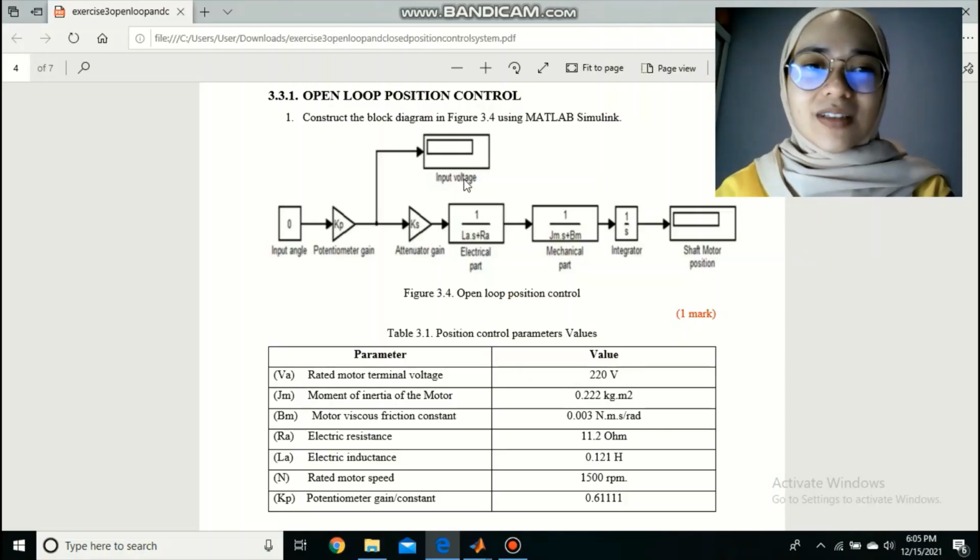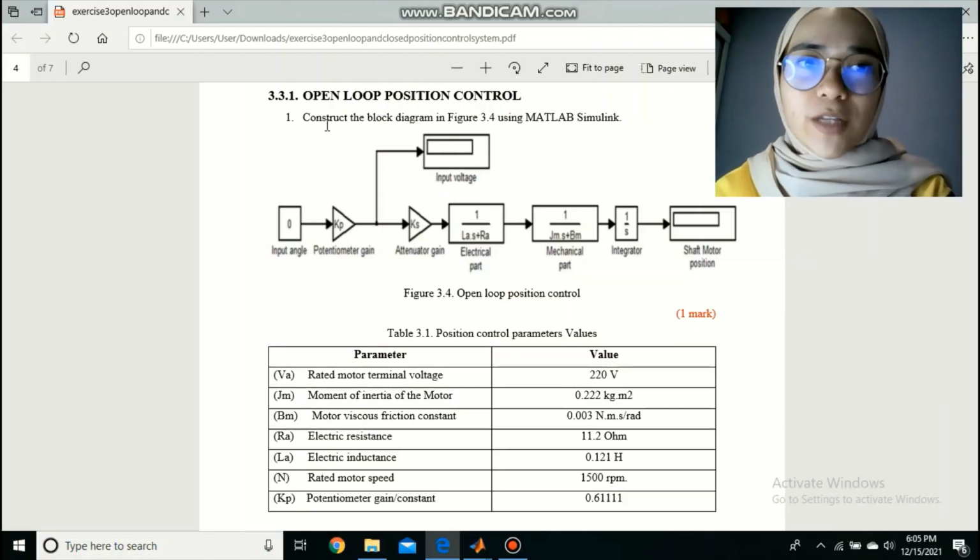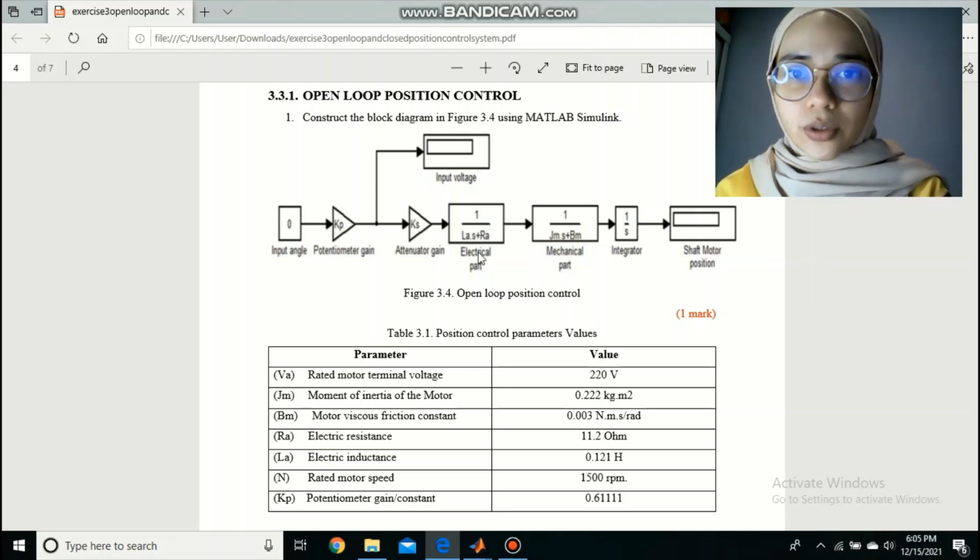So I'm going to talk about activity 1, which is open loop position control. First thing, we need to construct this circuit of open loop position control in MATLAB Simulink. Then we need to key in all these parameters into this circuit.